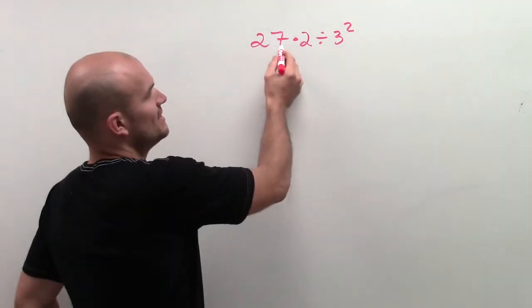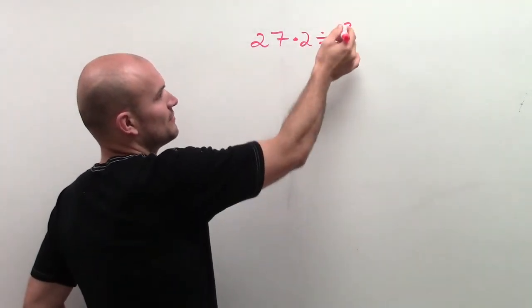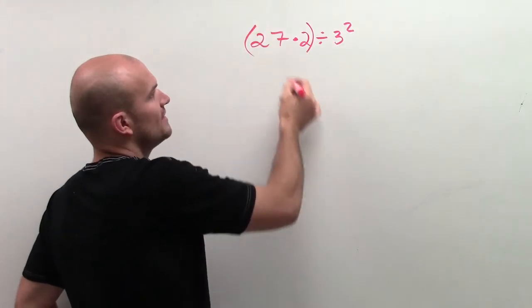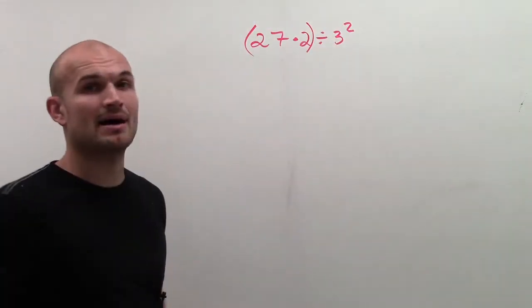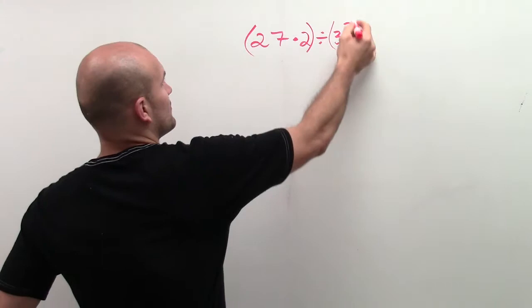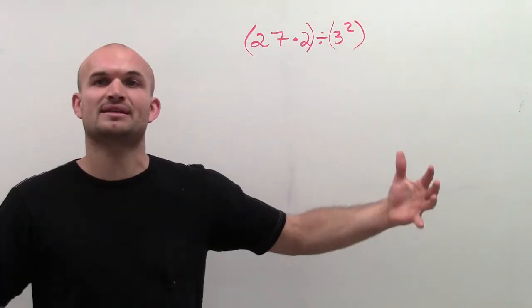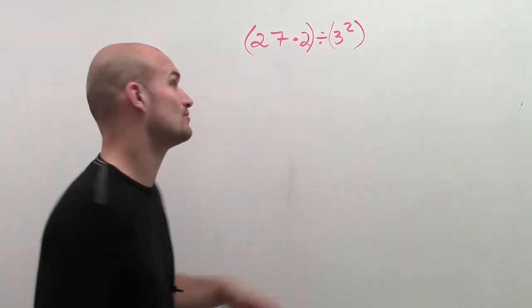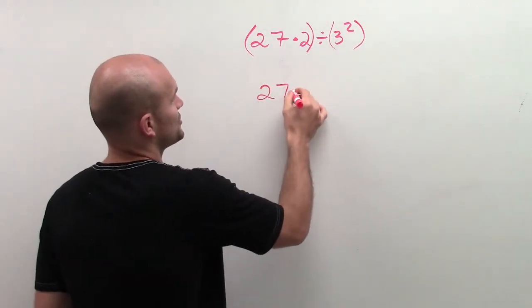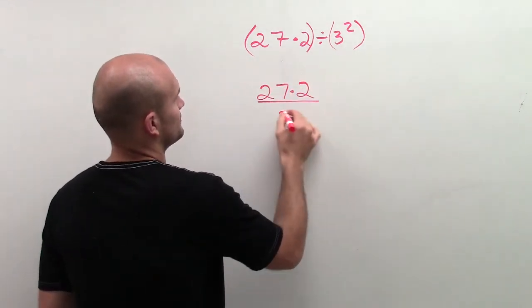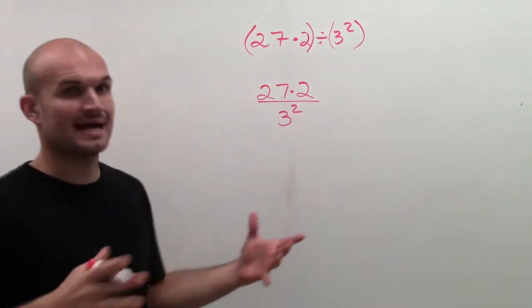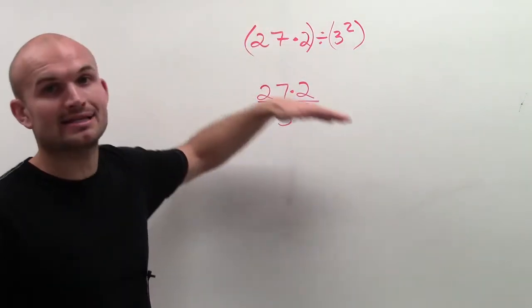So what I have is 27 times 2 divided by 3 squared. That means all of this is being divided by 3 squared. And the reason why I put these in parentheses is for us to understand I have two quantities that are being divided. I like to write it in the form of a fraction. That way I can see I have a numerator and a denominator.